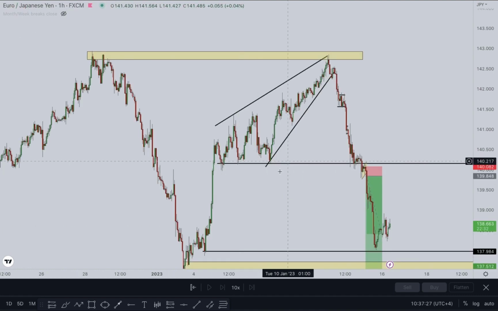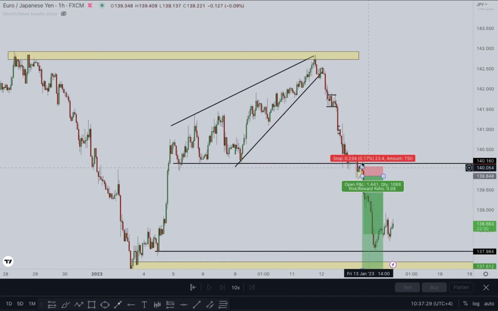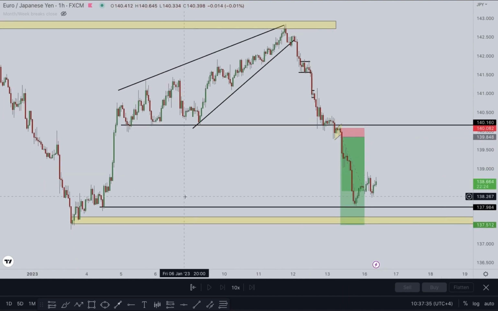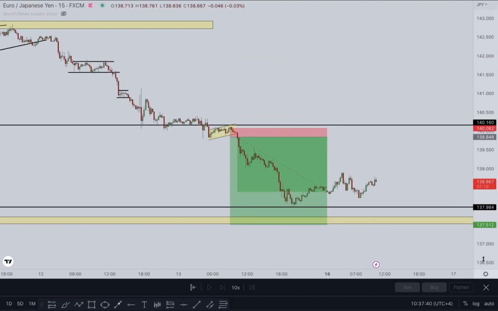When price got to our anticipated level, we also saw a break to the downside, right? Which means price is basically going to continue to the downside. And then we were looking at the next support level. So going forward, we also took another entry right here. This was also the same entry.